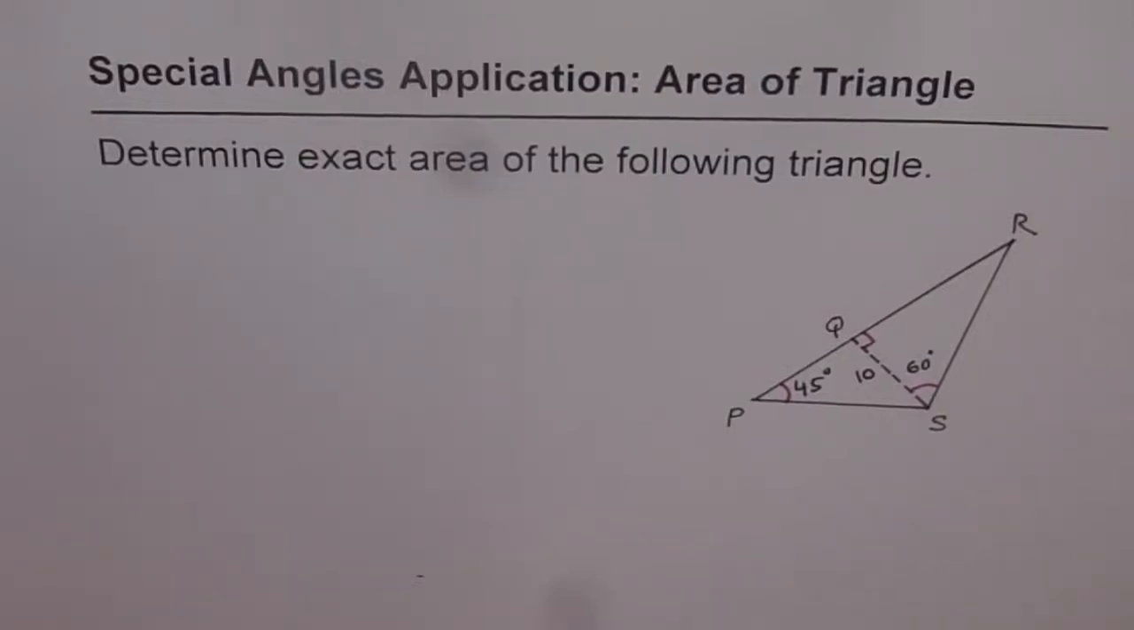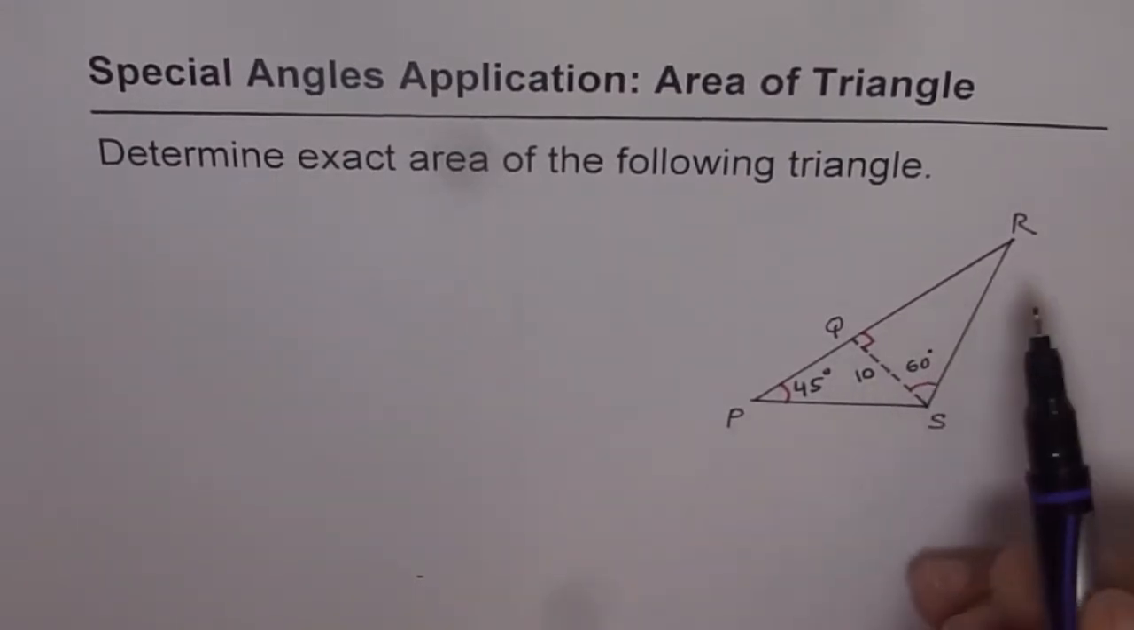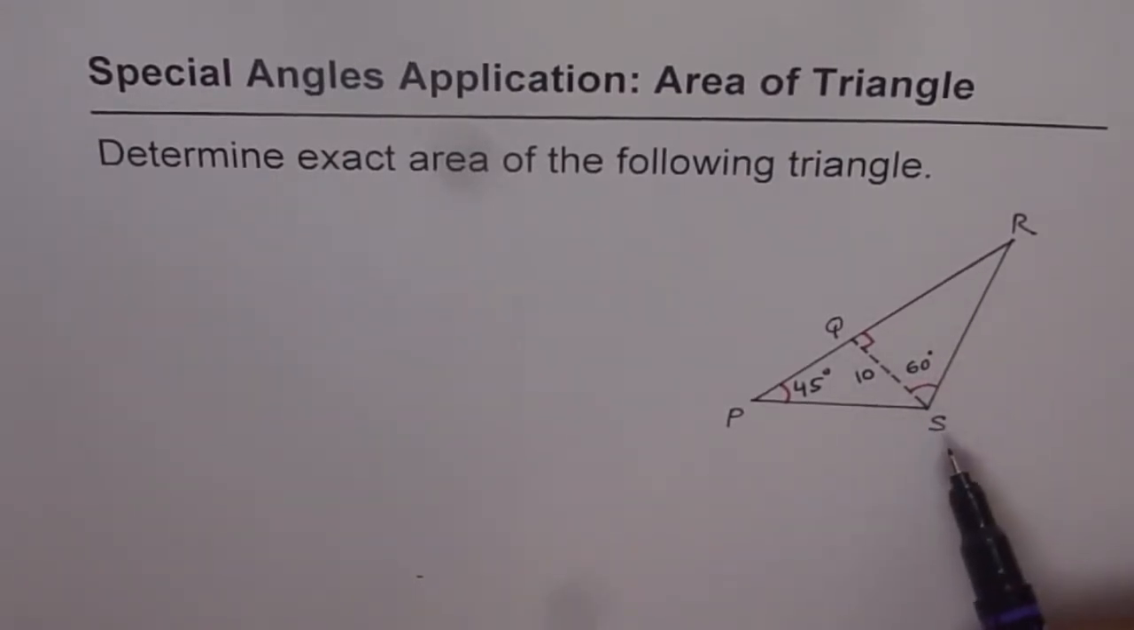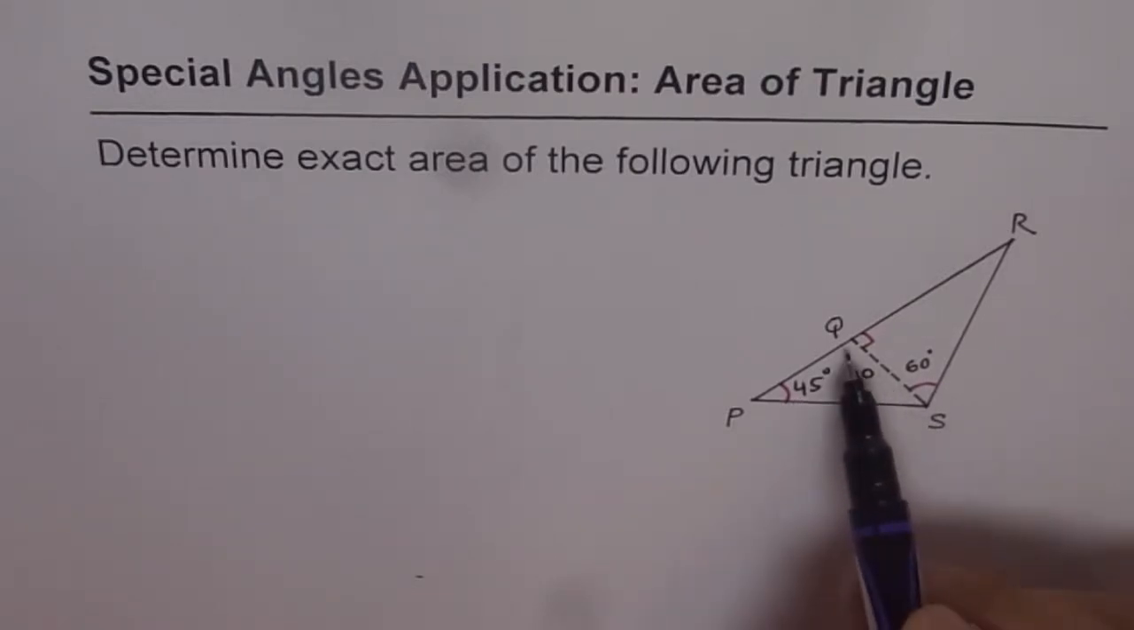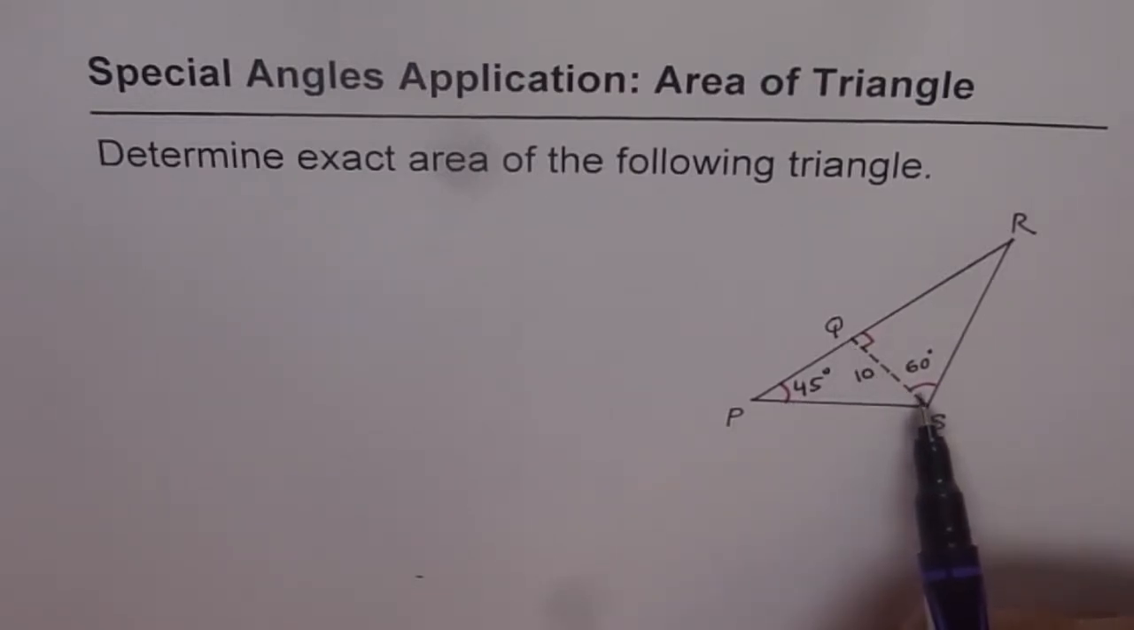Special angles application. Area of triangle. Determine the exact area of the following triangle. So we are given a triangle PRS with perpendicular SQ. One of the angles for this triangle is 45 degrees and the altitude makes an angle of 60 degrees.